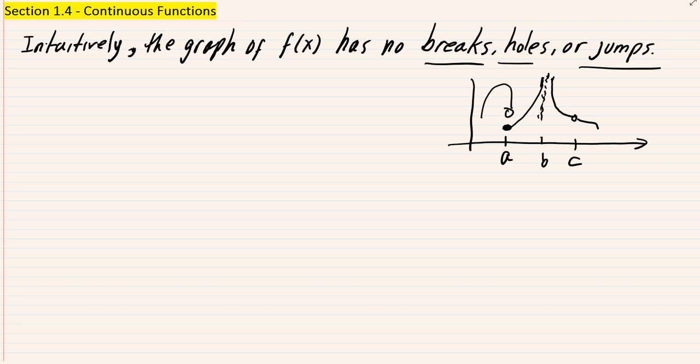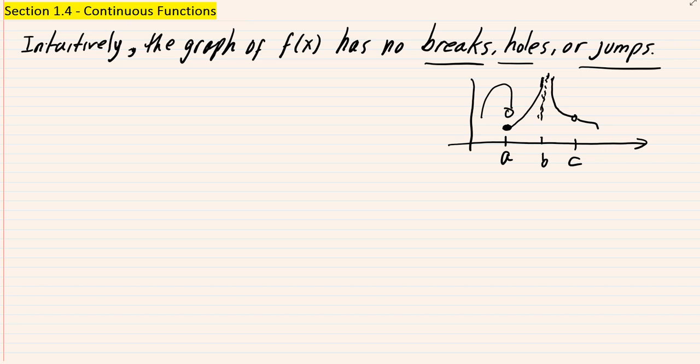Hello everyone, we are in section 1.4, and in section 1.4 we're going to take a look at the topic of continuity and continuous functions. Now intuitively, on the graph of a function f of x, if there are any sorts of breaks, holes, or jumps in the graph, then that would suggest that we have a discontinuity in the graph of the function. So how is this going to work out?